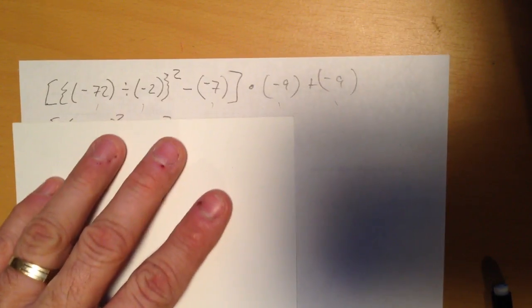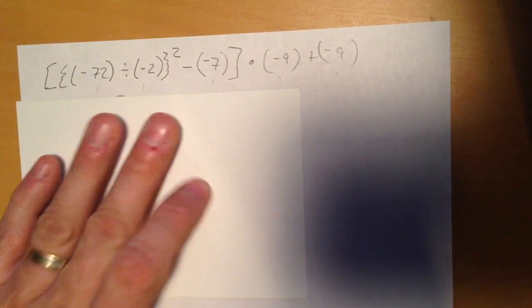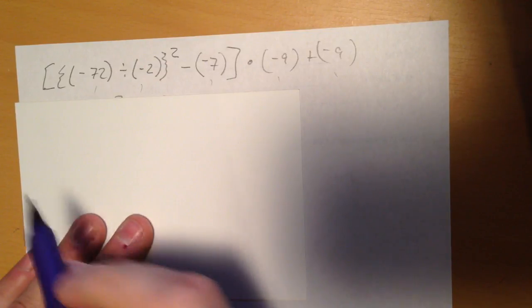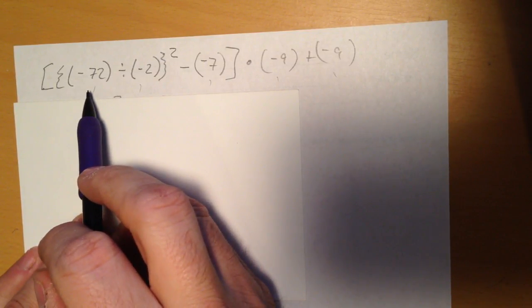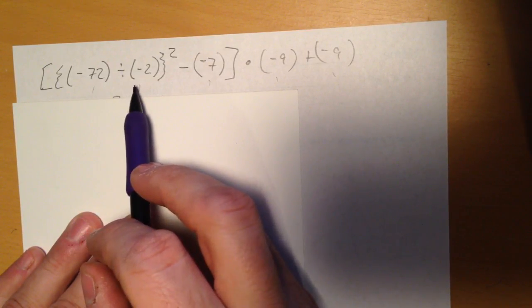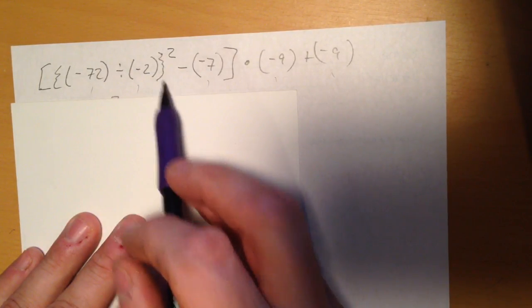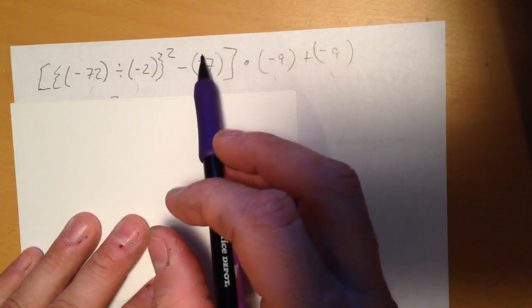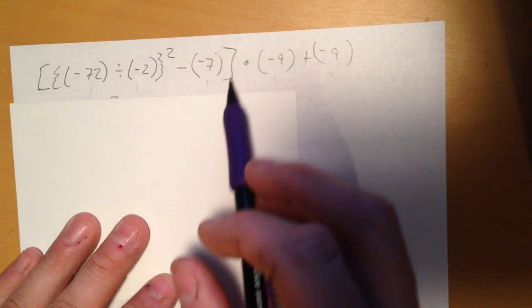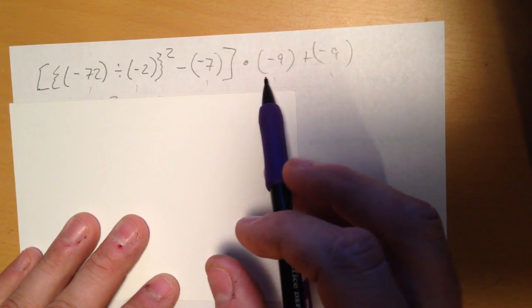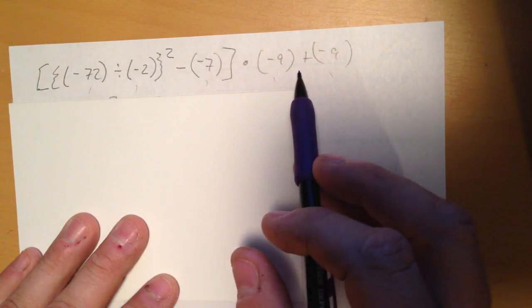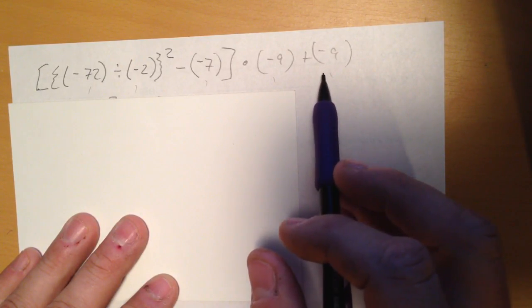Okay, taking a look at problem number 11 here. First thing I did is rewrote down the problem, which looks really confusing. We have bracket, bracket, parentheses, negative 72, end parentheses, divided by parentheses, negative 2, end parentheses, end bracket, squared, minus, end parentheses, negative 7, end bracket, times, parentheses, negative 9, end parentheses, plus, parentheses, negative 9, end parentheses.